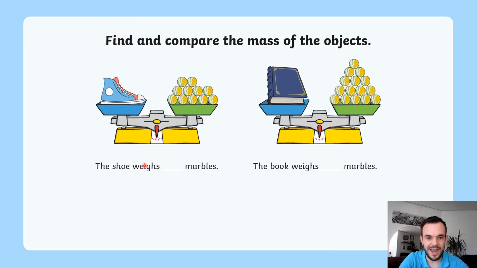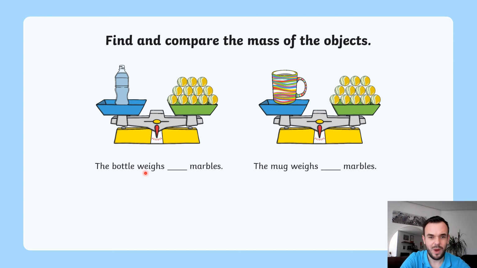The shoe weighs how many marbles? Well, we've got 1, 2, 3, 4, 5, 6, 7, 8, 9, 10, 11. The shoe weighs 11 marbles. The book weighs how many marbles? Oh my goodness, a lot of marbles. 1, 2, 3, 4, 5, 6, 7, 8, 9, 10, 11, 12, 13, 14, 15. The book weighs 15 marbles.